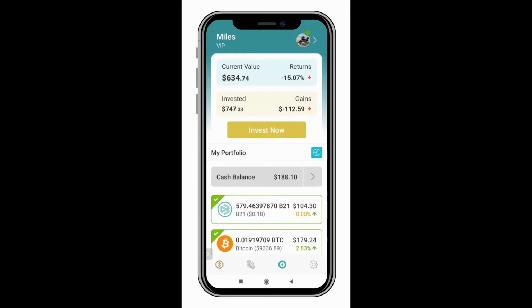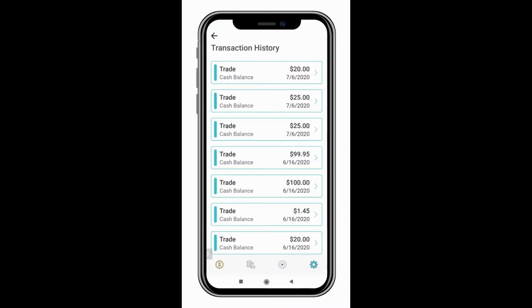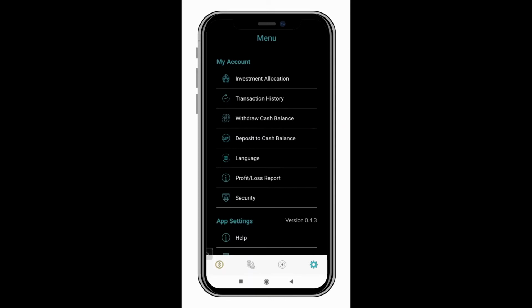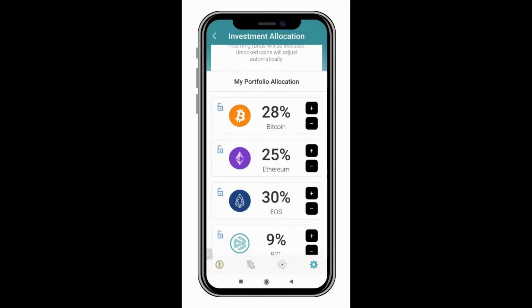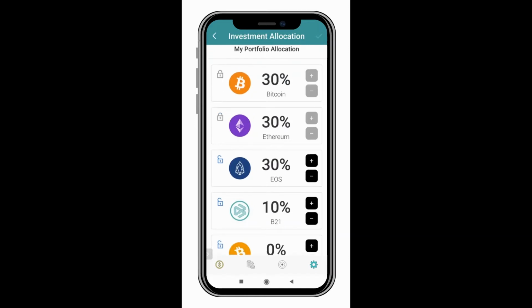We also support portfolio transactions, which is really cool for people who are looking to manage longer term investments. We have a portfolio manager. So you go here to investment allocation, and here I can set the allocations that I want to have in each crypto asset. So I can save that setting.